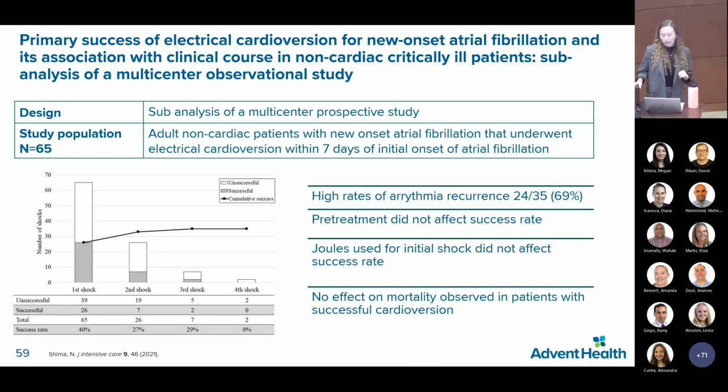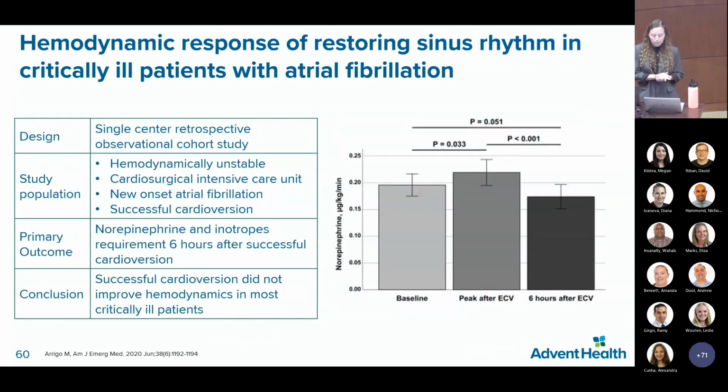Finally, we noted a high rate of reoccurrence, with 69% of patients that had successful cardioversion experiencing a reoccurrence within 24 hours. This study demonstrated that there are low rates of success in this patient population and high rates of reoccurrence.